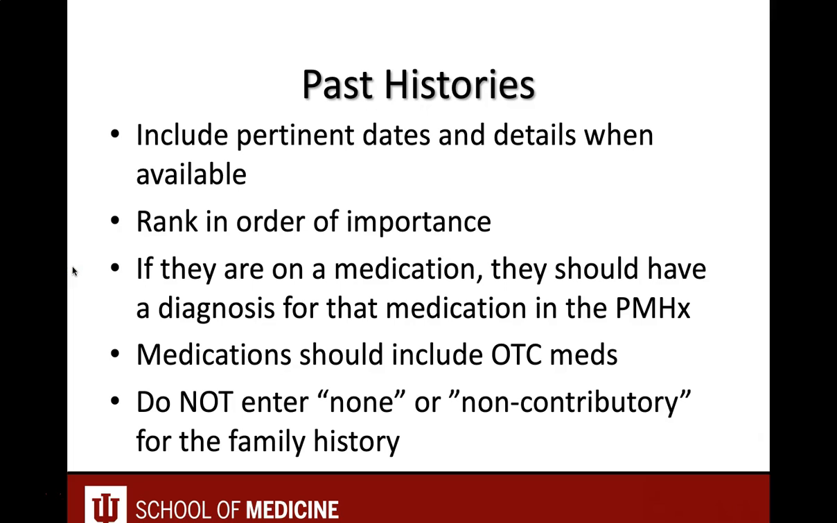In the past history section, include pertinent dates and details when they're available, and rank the past medical histories in order of importance. If a patient is on a medication, they should have a diagnosis for that medication in the past medical history. Medication should include over-the-counter medications. And do not enter none or non-contributory for the family history. If everyone in the family is healthy, that is still contributory to your overall history and physical.